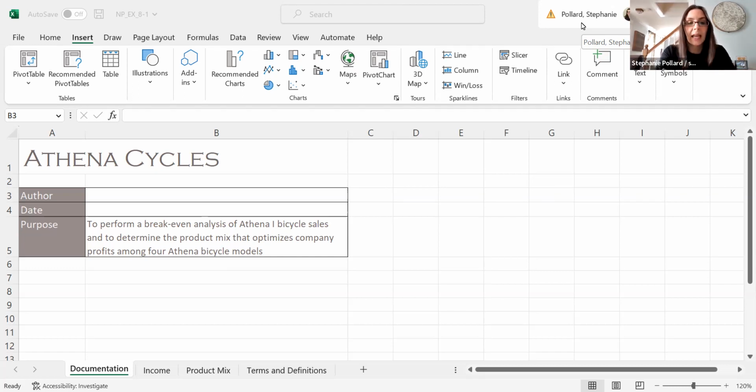So we're going to be looking at Athena cycles. And our goal here is to perform a break-even analysis of Athena 1 bicycle sales. So a type of bicycle they're going to call Athena 1, and determine the product mix that optimizes company profits among 4 Athena bicycle models.